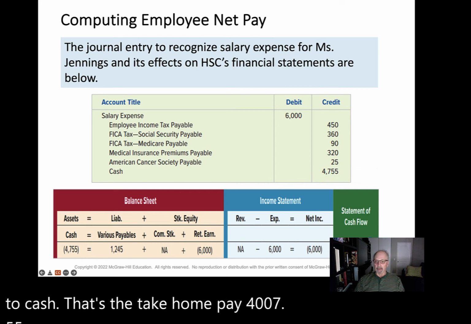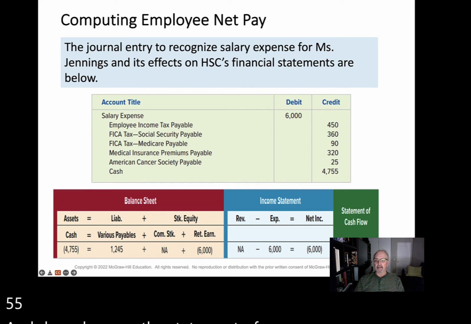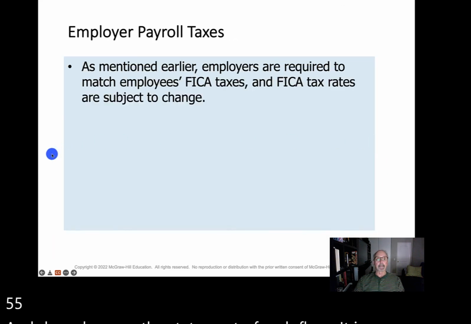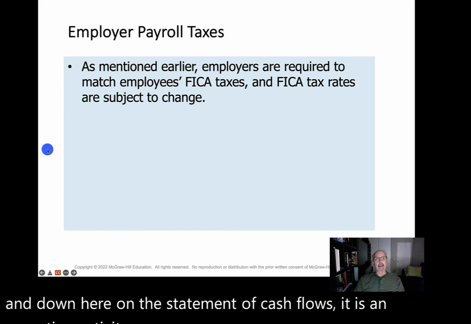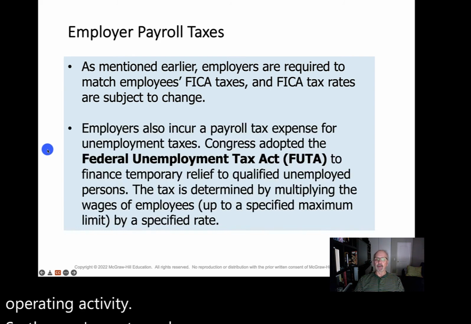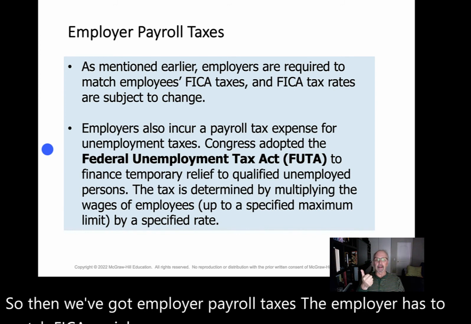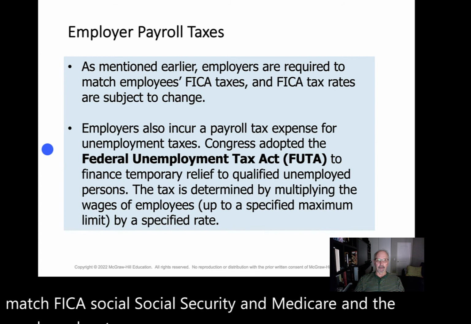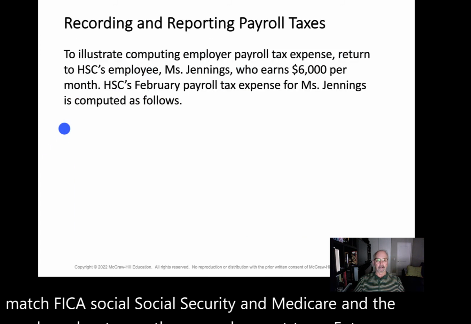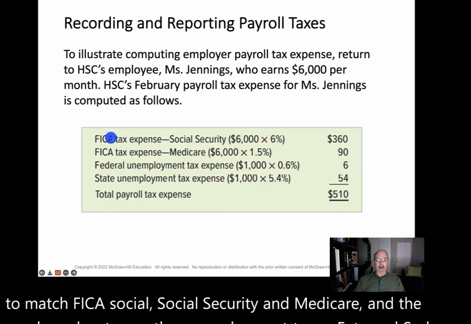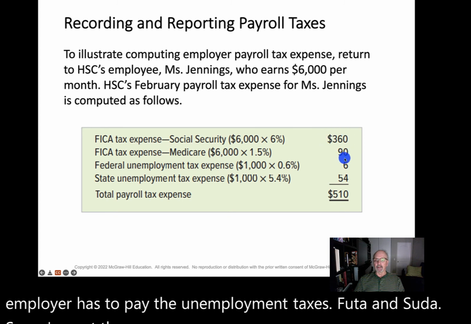And down here on the statement of cash flows, it is an operating activity. So then we've got employer payroll taxes. The employer has to match FICA, Social Security and Medicare, and the employer has to pay the unemployment taxes, FUTA and SUTA. So we've got the matching FICA here, $360 and $90 for Social Security and Medicare.